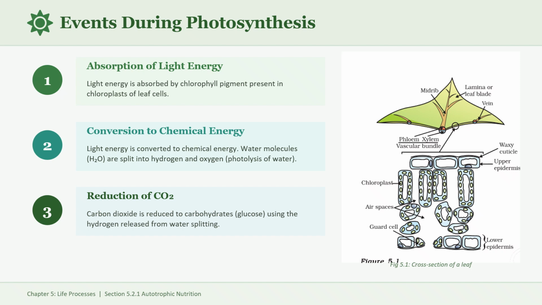Where is it present? It is present in the chloroplast of leaf cells. And then what happens? Conversion to chemical energy. Next step. So, the light energy is converted to chemical energy. Here what happens? The water molecules are split into hydrogen and oxygen.